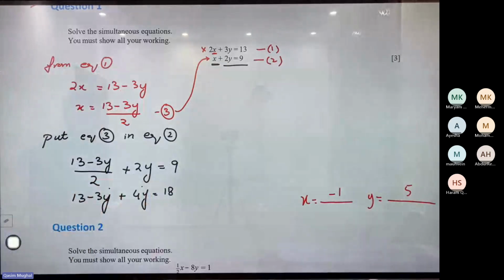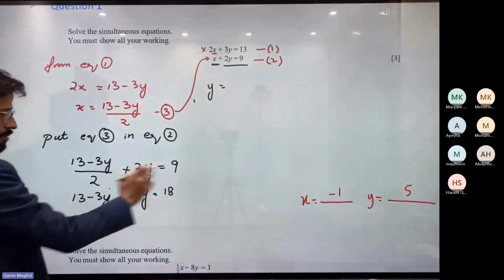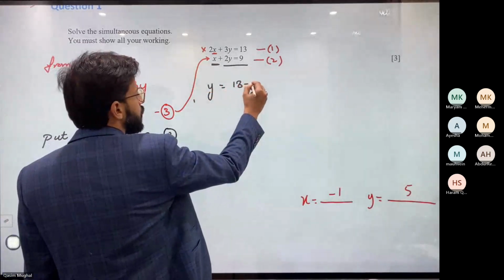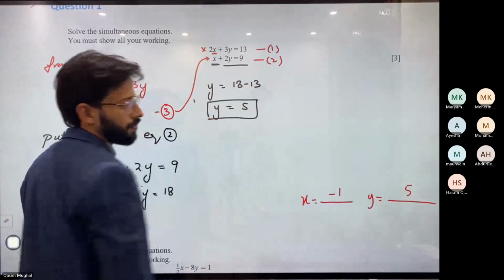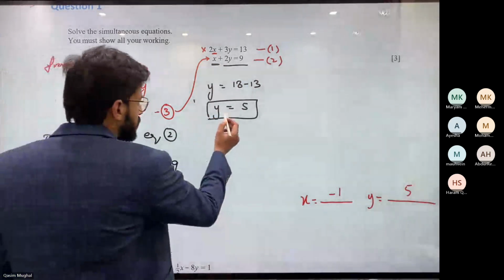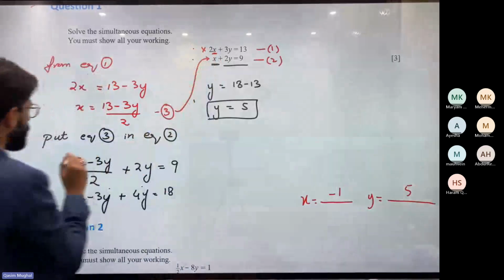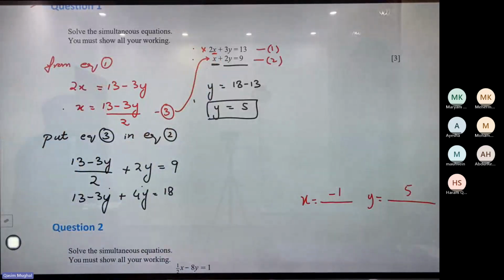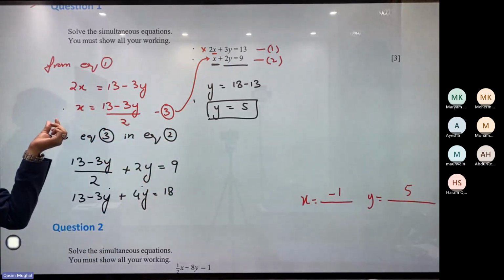4y minus 3y is just y, and y is equals to 18 minus 13, and from there y is equals to 5. The value of y is 5. Now substitute this value of 5 into either equation 1 or 2 or equation 3. The best way is to go for equation 3 because we are about to find the value of x, and equation 3 is already an equation for x.